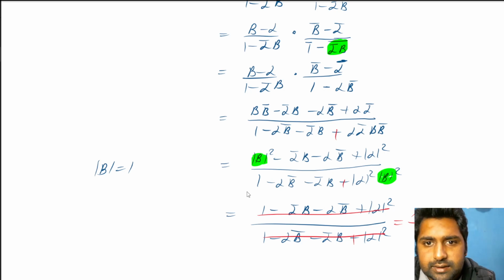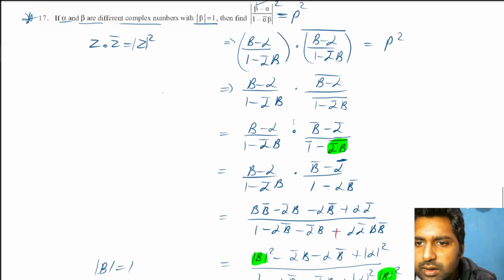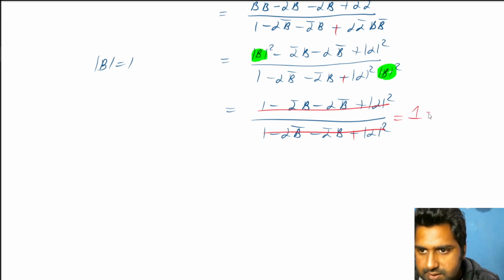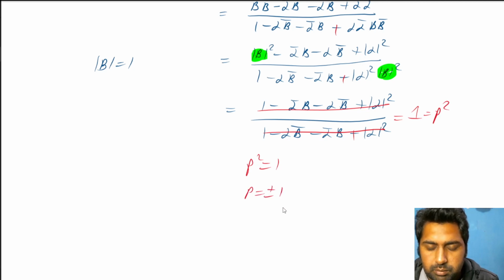But I think this whole expression was p square, na? So this is p square. So if p square equals 1, what is p? Plus minus 1, but we'll reject the negative.